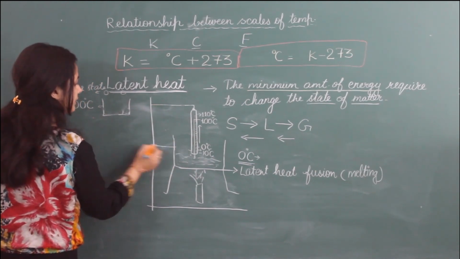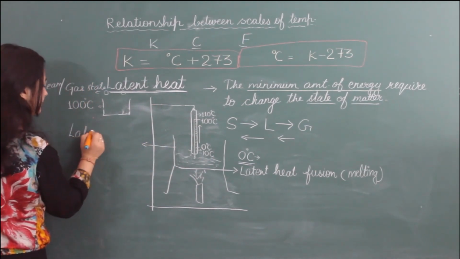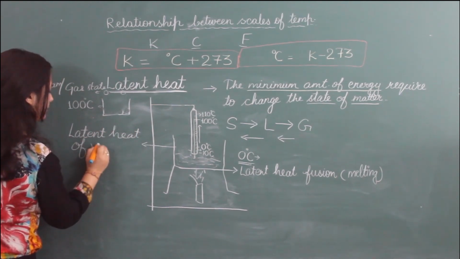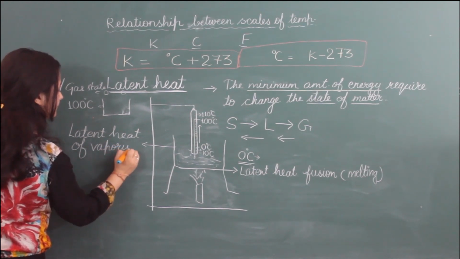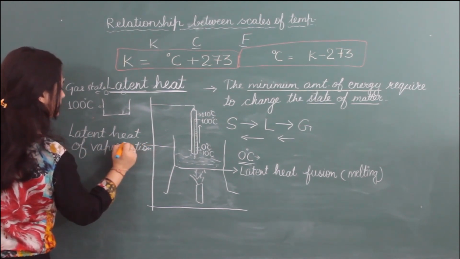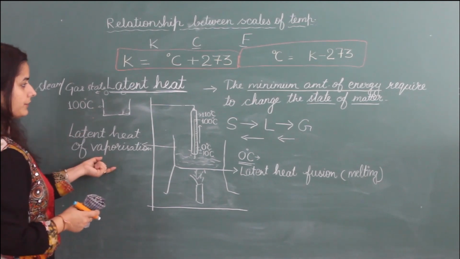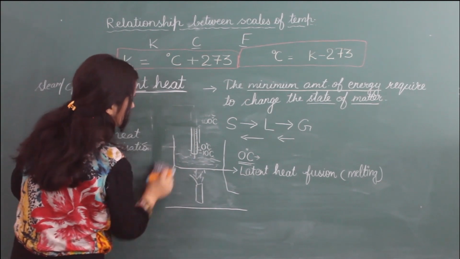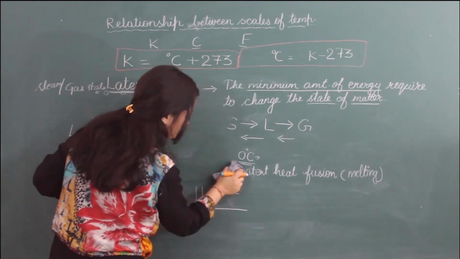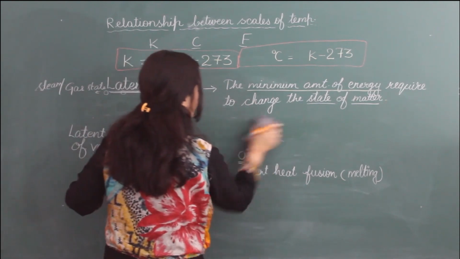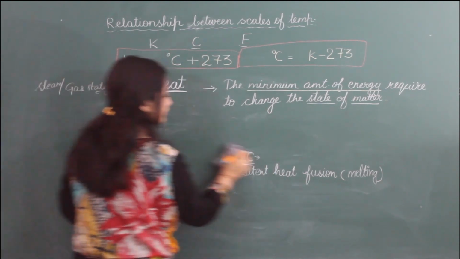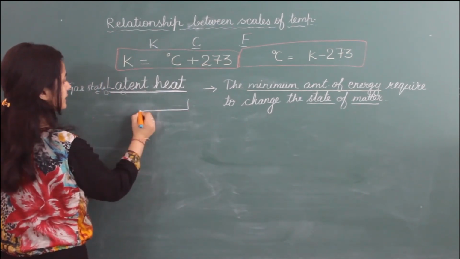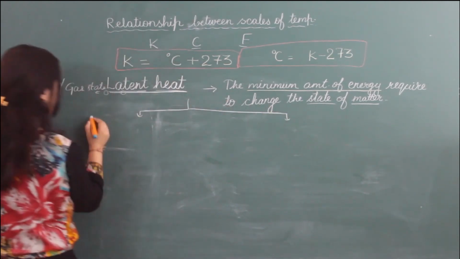That heat is now called latent heat of vaporization. So that was by experiment. Now see the definition. I will write the definition for you. Latent heat, hidden heat. It is of two types.